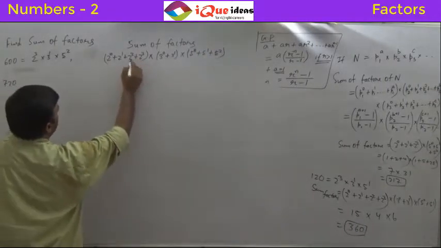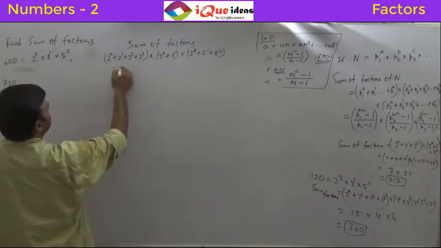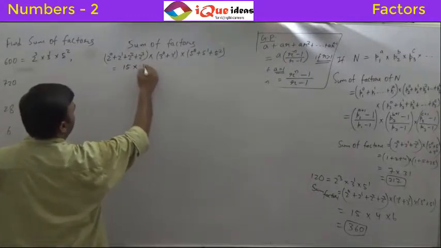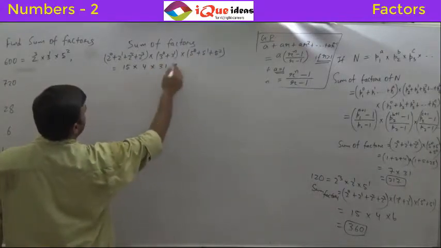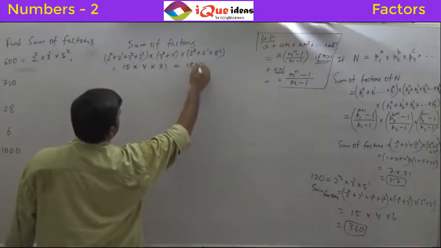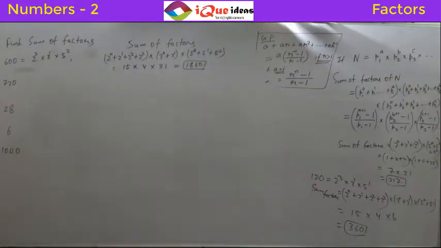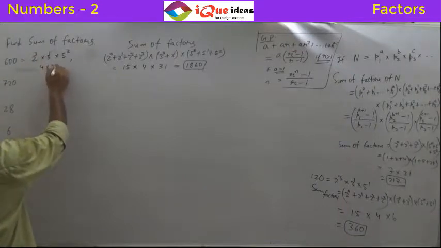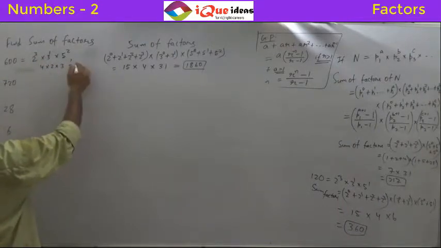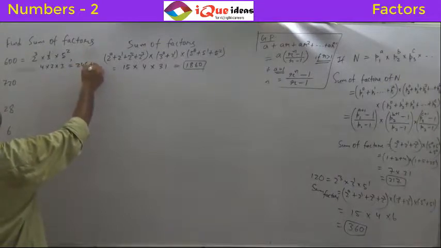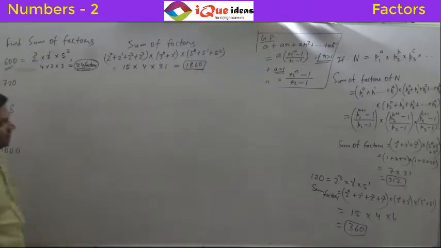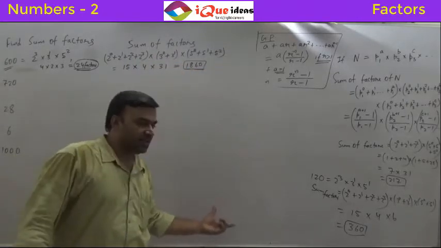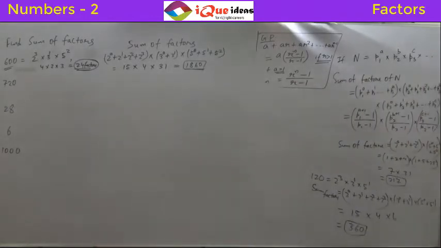So this is 8 plus 4, 12 plus 2, 14 plus 1, that is 15, into, this is 3 plus 1, 4, into, this is 25 plus 5, 30 plus 1, 31. So it is 60 into 31, that is 1860. That is the sum of all factors of 600. How many of them? You can actually check. How many factors will be there? 4 into 2 into 3. So 4 into 2 into 3 is 24 factors. So that means the sum of 24 factors of 600 is 1860. That means if I list down all the factors of 600 and I add them, the total sum will be 1860.